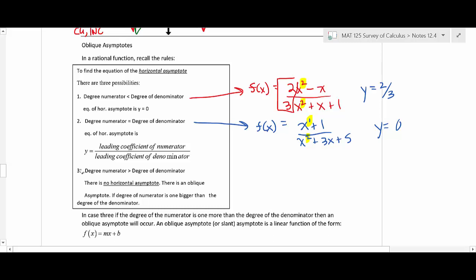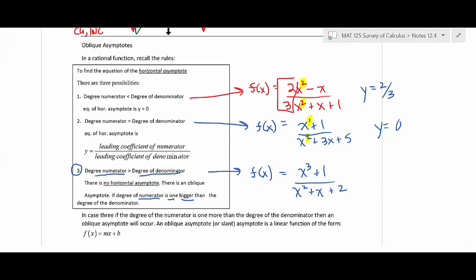But what happens is if the degree of the numerator is greater than the degree of the denominator, then you don't have a horizontal asymptote. So you might have an oblique asymptote. What an oblique asymptote means is if the degree of the numerator is 1 bigger, then you get what's called an oblique asymptote. Now that's just like a line that's slant. So let's write an example down for this. Let's say we have f of x, and let's say you have x to the third plus 1 over x squared plus x plus 2, or something like that, okay?